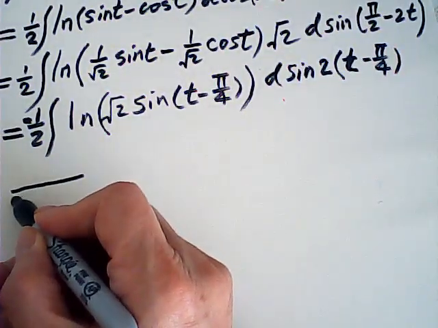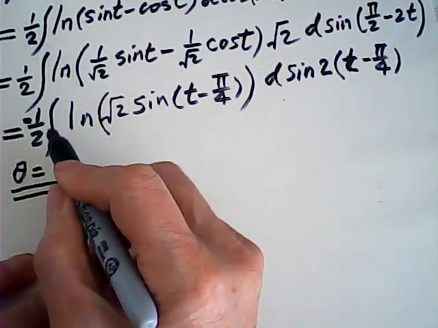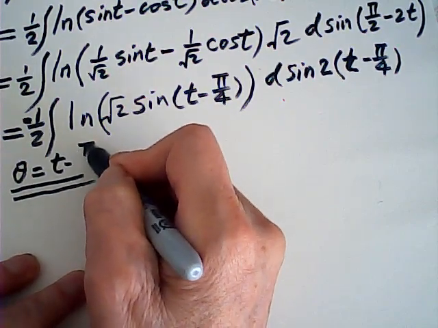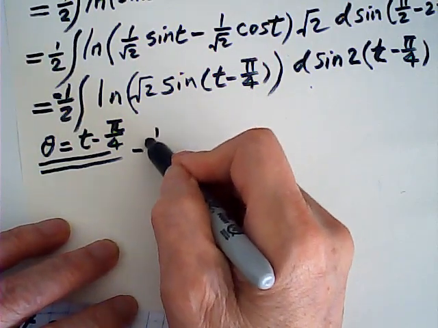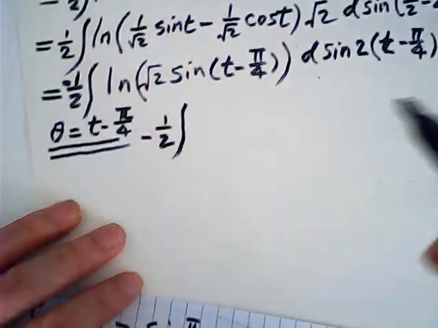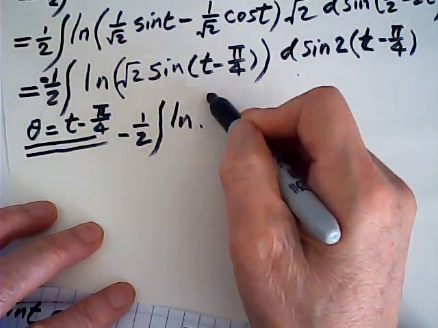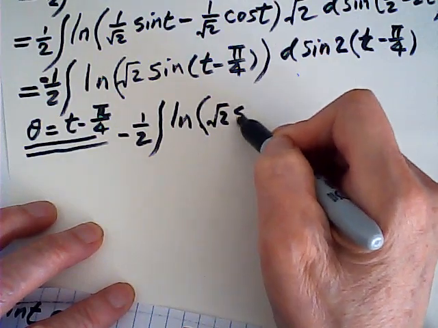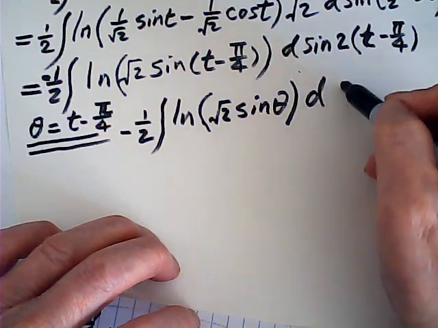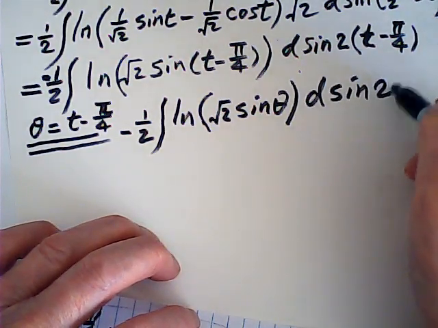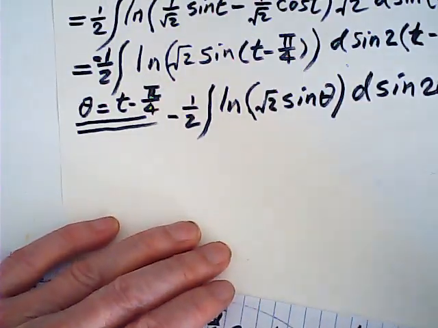So I bring a new variable. Theta is equal to t minus quarter pi. Negative half, this is natural log root 2 sine theta, isn't it? d sine 2 theta. Yeah, that is a new integral. Looks much better.